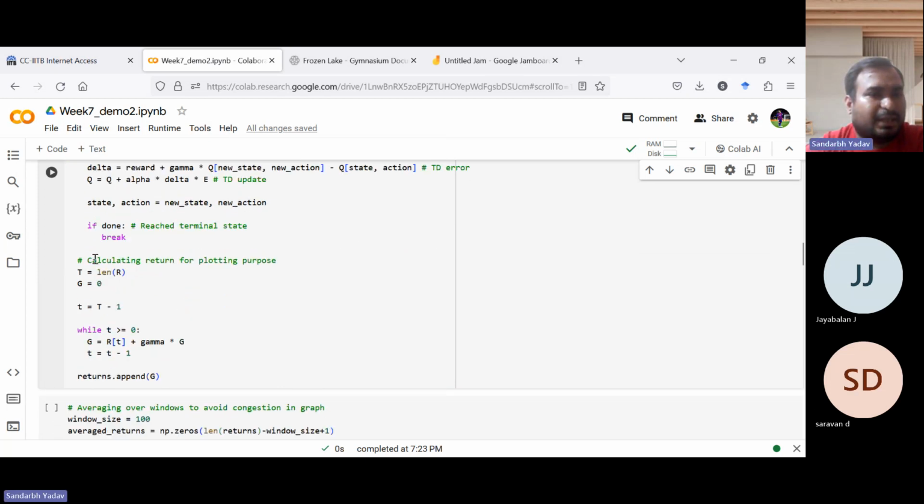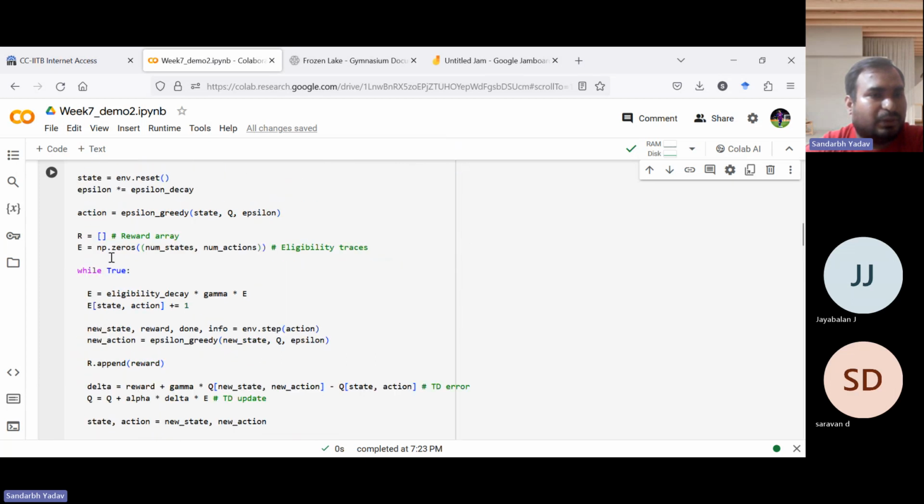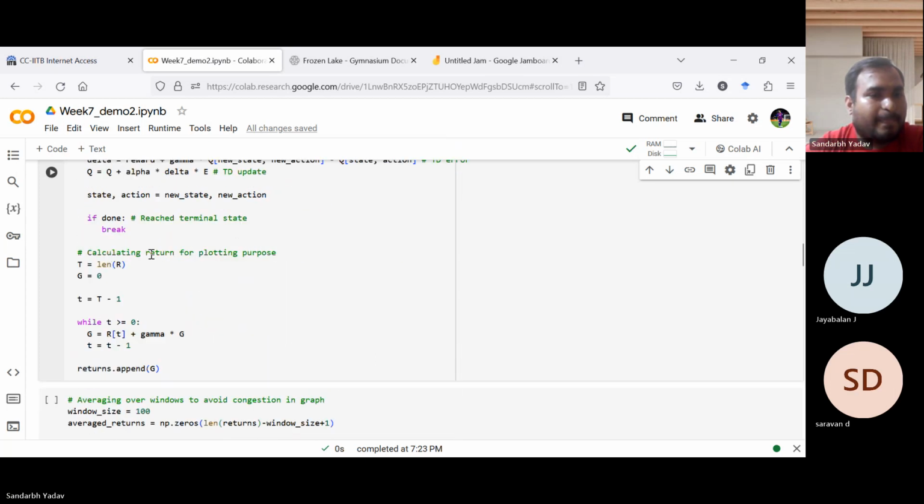So here, if we have reached the terminal state, then we will break out and a new episode will start. Then we are also calculating the return for plotting purposes. We will see some plots later. Since we are doing this TD lambda kind of algorithms, we need this T step return also. So we are computing this. This is happening in a recursive manner, but you can see how it will happen.